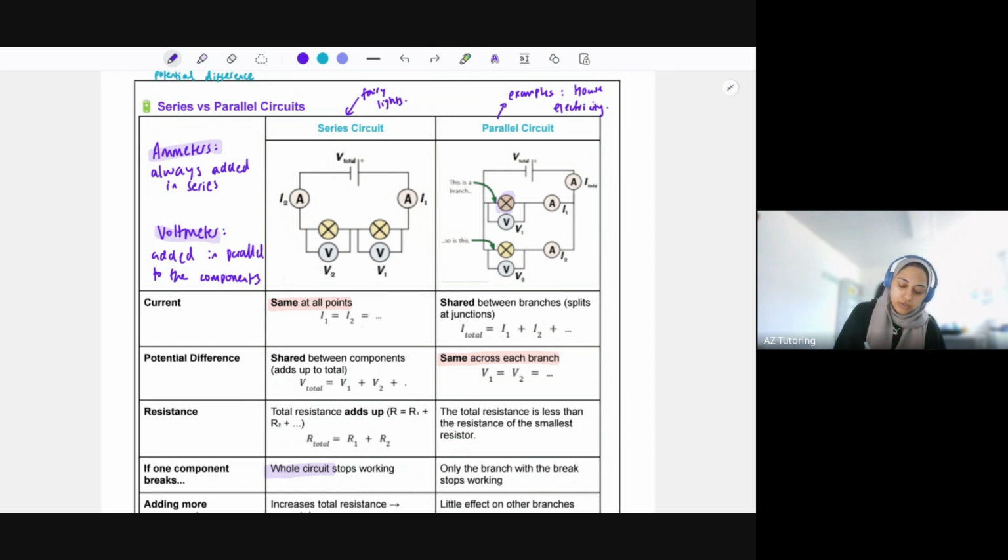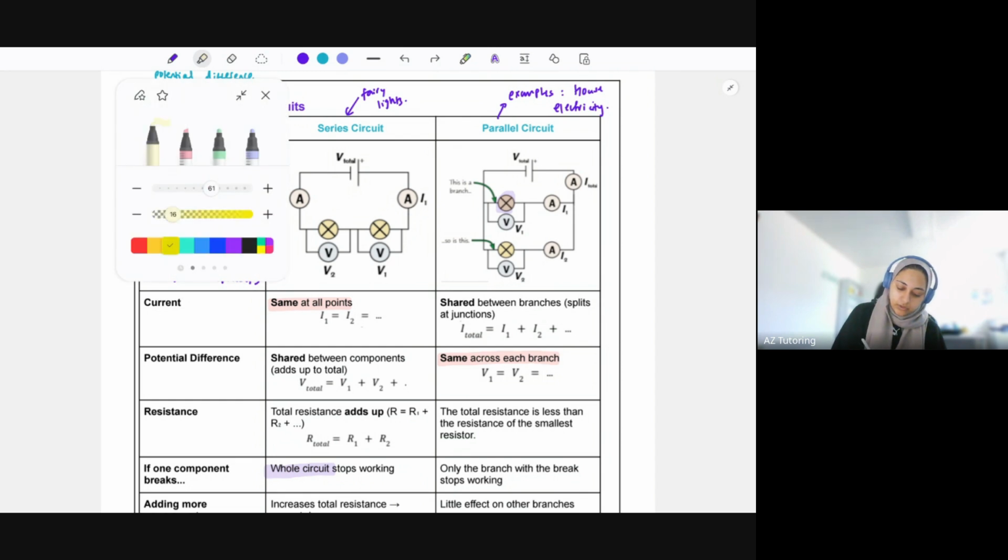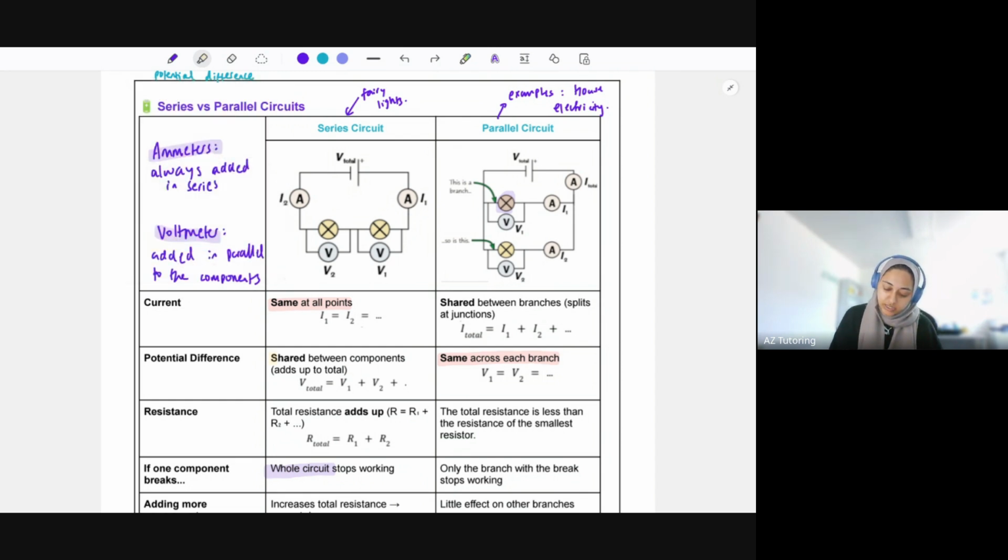Now let's look at the potential difference on the series circuit. You can see it's shared between all the components. So V1 plus V2 plus V3 and so on will add up to the total. So this plus this will give you the total potential difference coming from this cell. It's really common for them to put numbers in and then you're filling in the missing numbers depending on what circuit it is and what rule you're using. So if this was 3 volts and that's 5 volts, then this would be 8 volts because you're just adding them together.